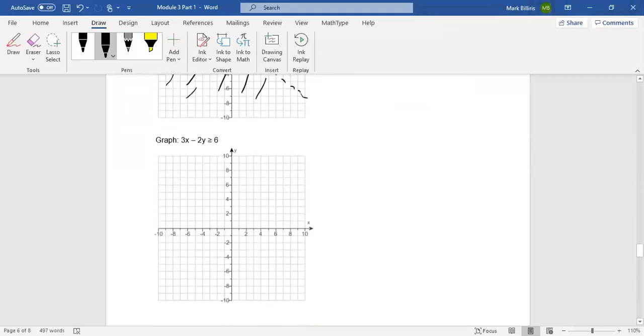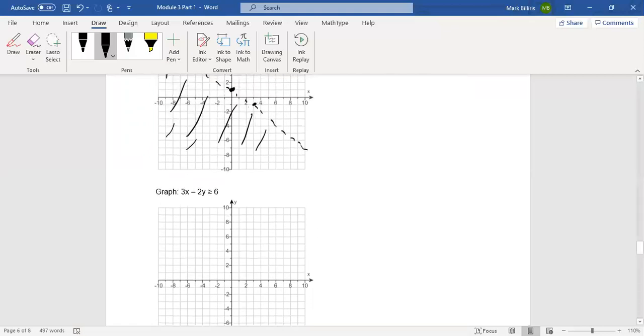So the next example, again, first thing I do is look at my inequality symbol. It's greater than or equal to, so I know I'm going to be using a solid line to connect. But my inequality isn't in slope-intercept form, so I need to change it to slope-intercept form. And please pay attention. So again, I isolate my y. I'm going to subtract 3x from both sides.